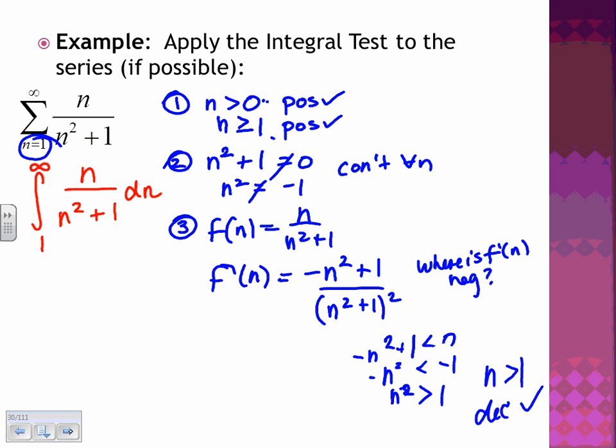So if I did a u-sub, what do I need in the numerator? 2, which means I'm going to have to multiply by 1/2. I've got an infinity sign, so I'm going to replace it with b.